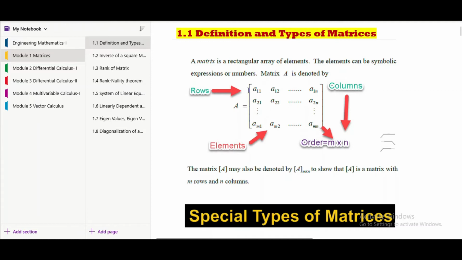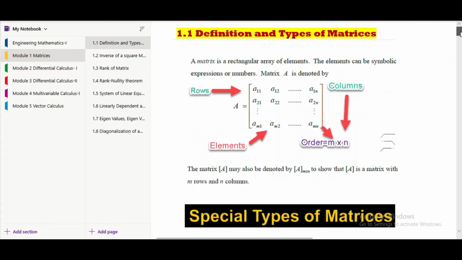Horizontally, elements are placed in rows, and vertically we treat these elements as columns. So there are a total of m rows and n columns, and the order of this matrix will be m by n. The matrix A may also be denoted by A m by n to show that matrix A has m rows and n columns. So this is the way to define the matrix.